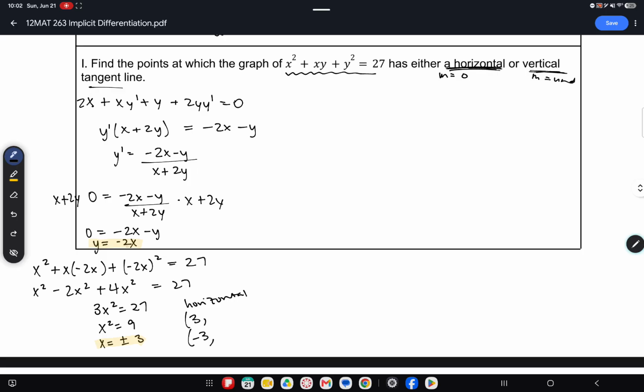And then let's plug in. So 3 times negative 2 is negative 6. And negative 3 times negative 2 is positive 6. So there's my horizontal.